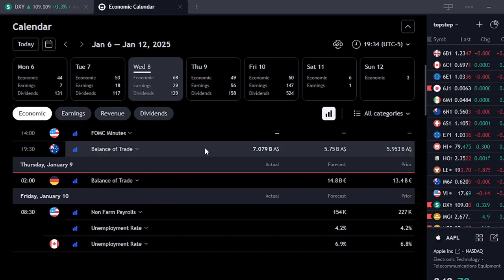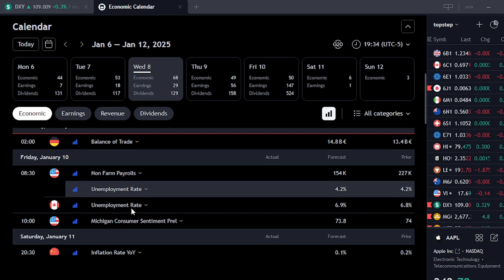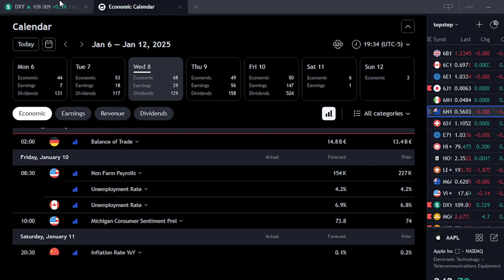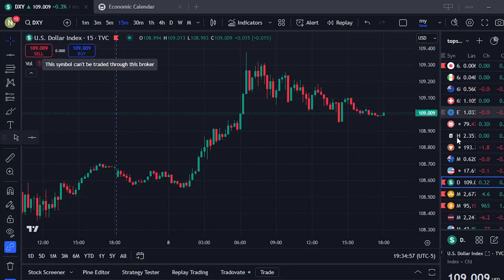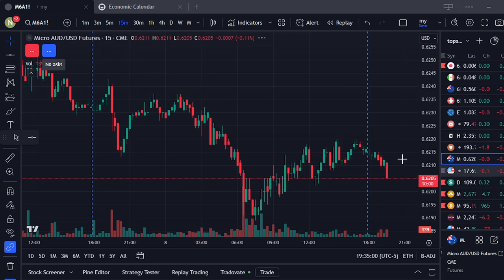We have balance of trade that just happened right now. That's for the Australian market. That must have moved. Non-farm payrolls and the unemployment rate are all on Friday. Friday's going to be a massive day for sure. Let's see if anything moved with balance of trade. Oh, look at that, right?